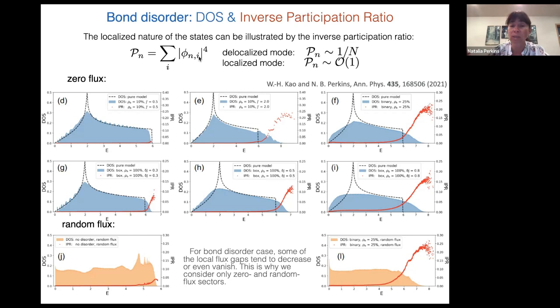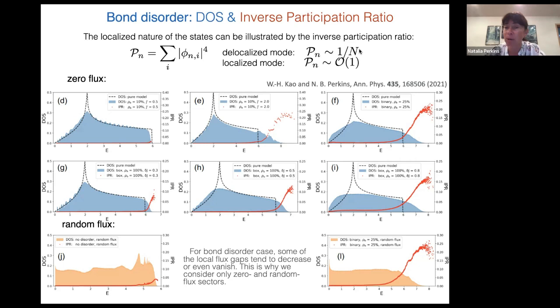So if the mode is delocalized, then all the sites, or many sites, give a contribution. And in this case, this inverse participation ratio, which is called IPR, is very small because it is proportional to 1 over N, where N is the system size. However, when we deal with a localized mode, only a few sites contribute and P_n becomes much larger. This IPR is increasing.